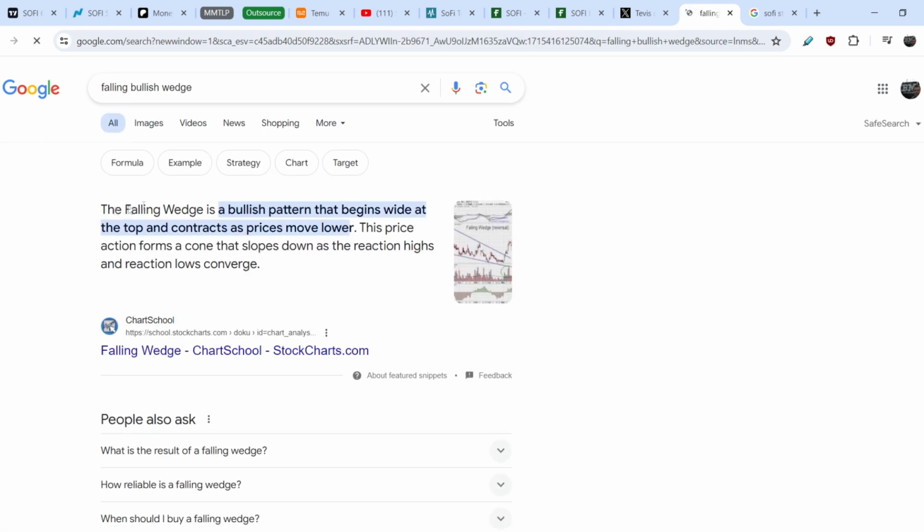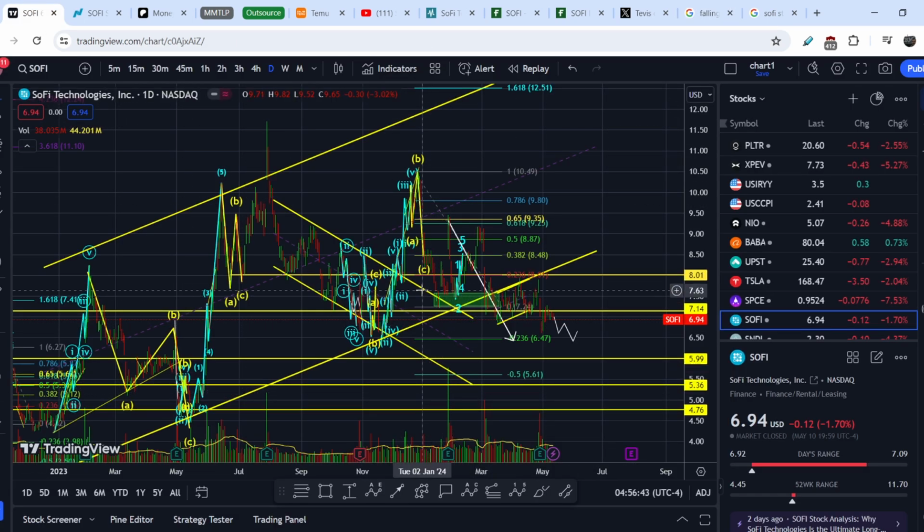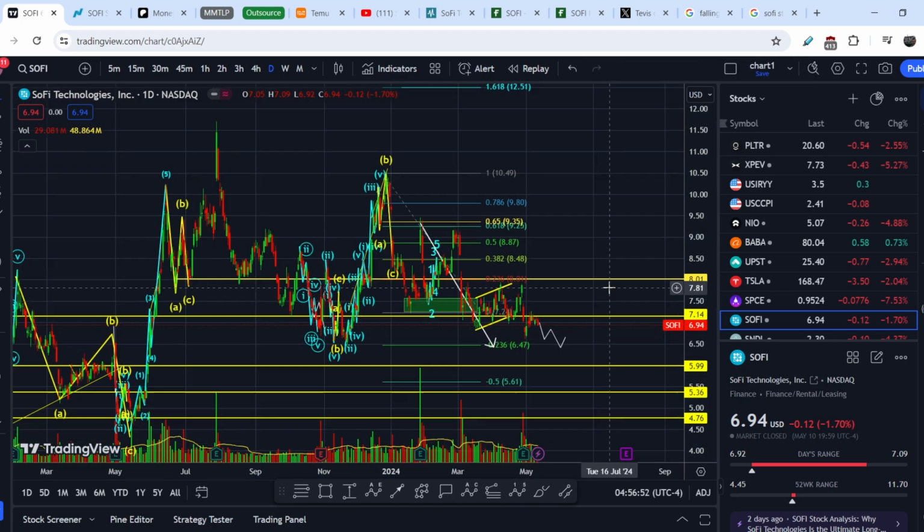And what does it mean? The falling wedge is a bullish pattern that begins wide at the top and contracts as prices move lower. This price action forms a cone that slopes down as the reaction highs and reaction lows converge. Let me show you what it means on this price chart. Let's delete several tools that I don't need right now. I don't need this channel, I don't need this line of support, and pretty much that's it.